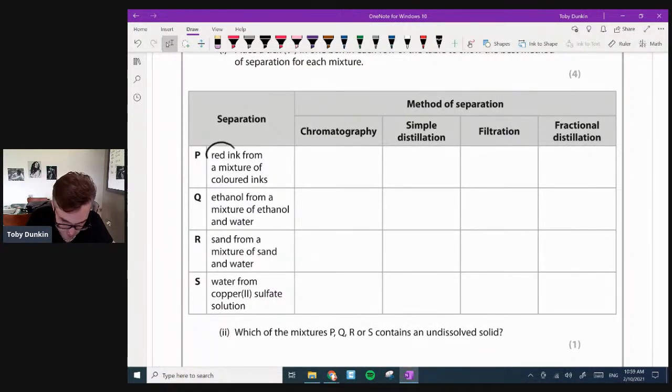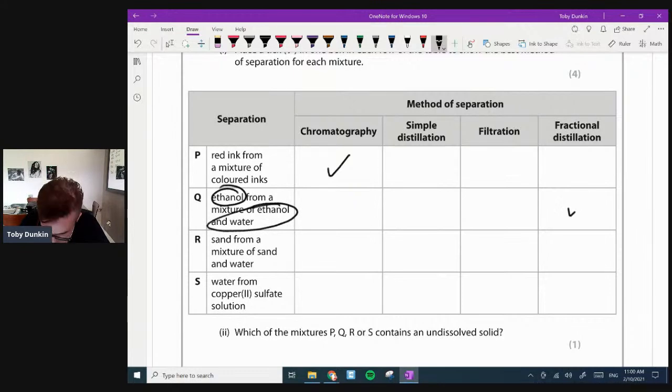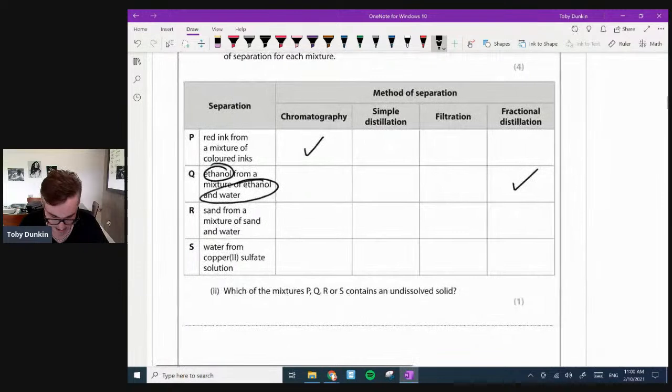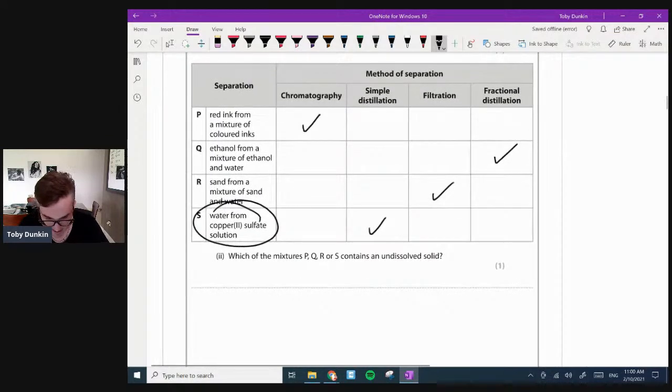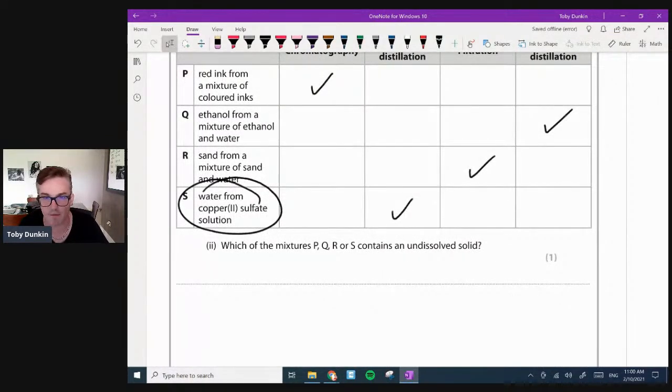To separate red ink from a mixture of colored inks is chromatography. To separate ethanol from a mixture of ethanol and water, that's fractional distillation because they have similar boiling points. Water has a boiling point of 100, ethanol has a boiling point of 78. Next, sand from a mixture of sand and water. We want the sand, so that's filtration. And the last one is water from copper sulfate solution. We can do simple distillation for that one because we want the water from the copper sulfate.